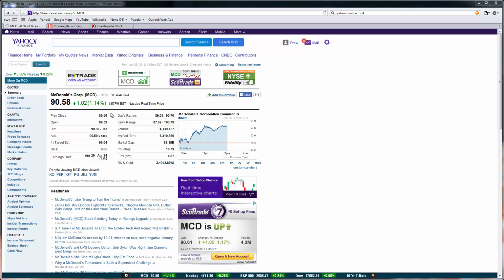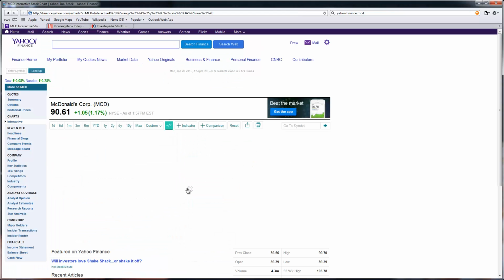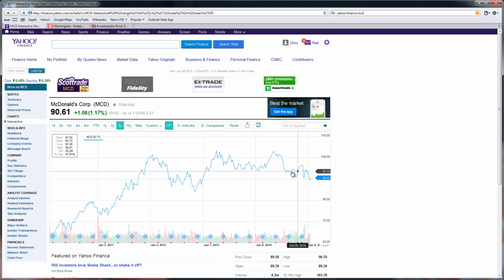So here's McDonald's. Something I like to look at is the charts. Look at the five-year trajectory. Are they on an upward trend right now or a downward trend? You can see they're actually on a downward trend right now, which could be good because that means they're due for an upward trend soon. As you can see, everything is cyclical. There's a cycle.